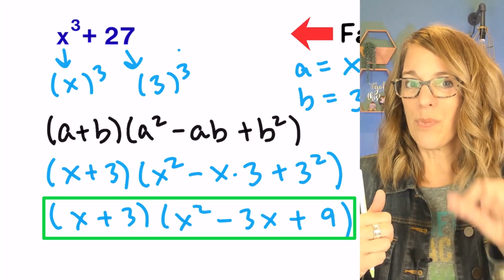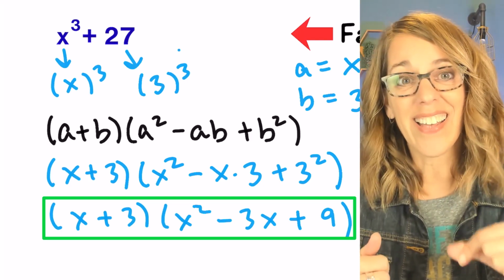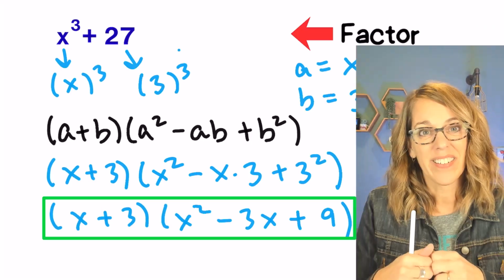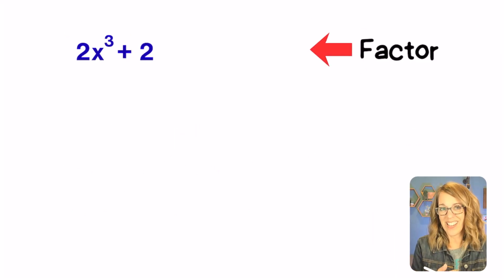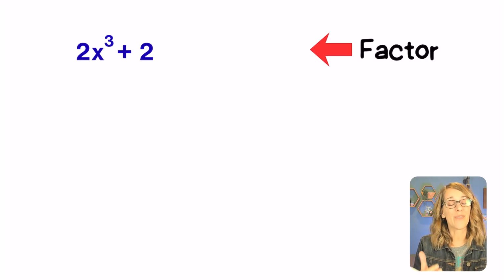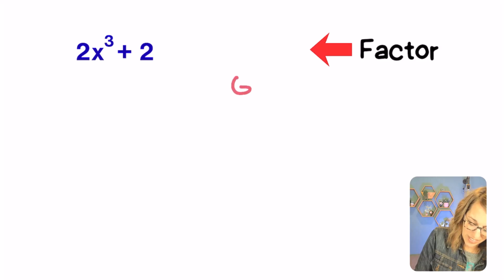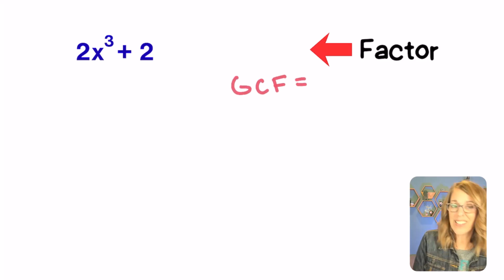The next example is really important as well as the last example. Let's get to that next one. So in this one, I do have an x cubed, but the 2's are not anything cubed. So the very first thing that I want to do always is to look for a GCF in all of our terms. And I do have a GCF in this case. My GCF, my greatest common factor, is a 2 that they share.